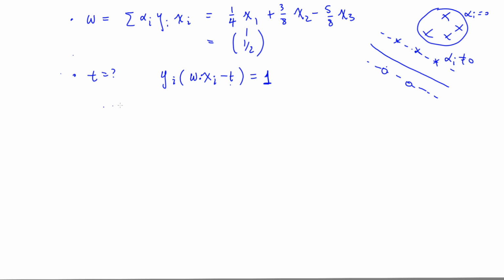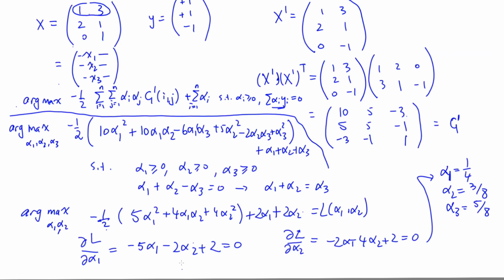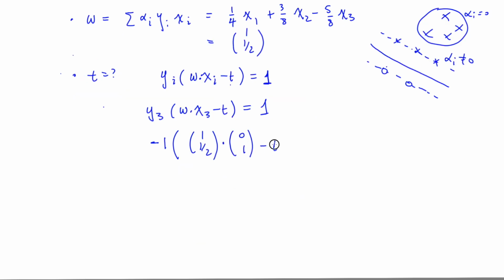So let's take the third one. The third point has y3 equals -1, w x3 is (1, 1/2) times x3, which is (0, 1), minus t equals 1. So this tells us that -1/2 minus t is equal to 1. So t is equal to 3 on 2. Okay, so that means we have our model in terms of w and t.